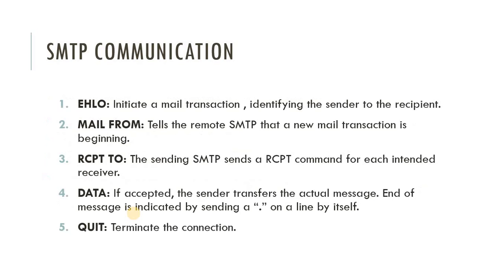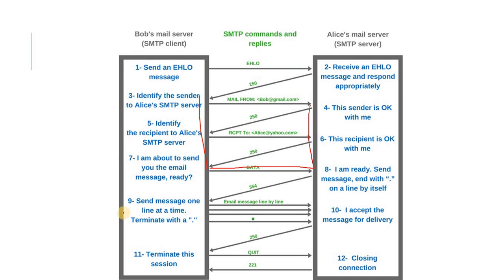So let's move on to that figure. Now Bob's mail server sends the DATA command to the Alice mail server. Alice mail server receives it and responds with the code 354, indicating that it is ready to receive the message. After receiving this code, the client, Bob's mail server, is ready to send the email message.